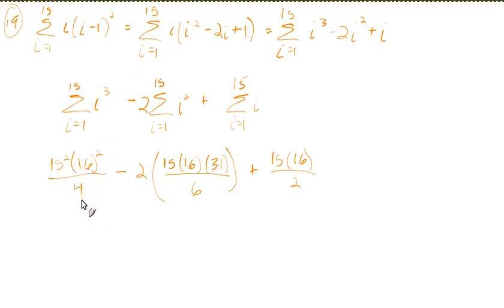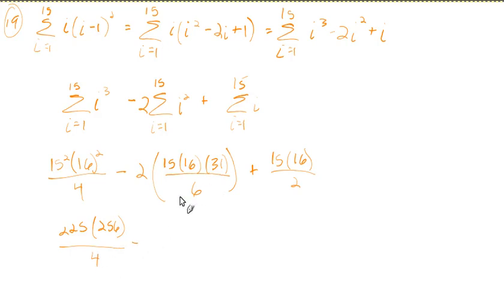So, we just run the numbers here, 15 squared. Just do it little by little. I'm just going to double check and make sure I got those formulas right. This one. Okay. So 15 squared is 225 times 16 squared, 256.